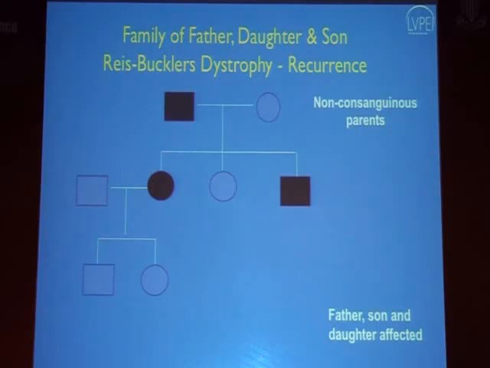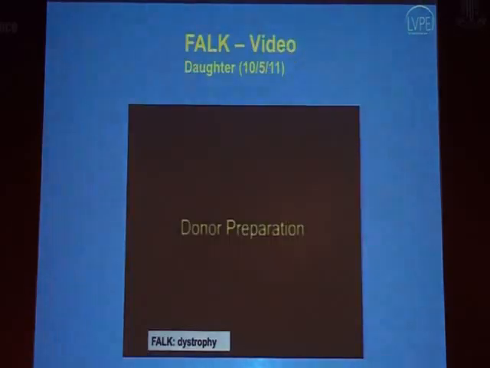So we had this very interesting family where we had a father, daughter, and son with Reis-Bücklers dystrophy, or the anterior-most variant of granular dystrophy. It was non-consanguineous parents, and the father, as well as the daughter and son, were affected. All of them had undergone multiple procedures. Most of the procedures were done with us.